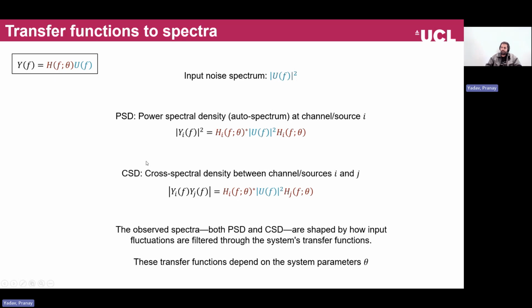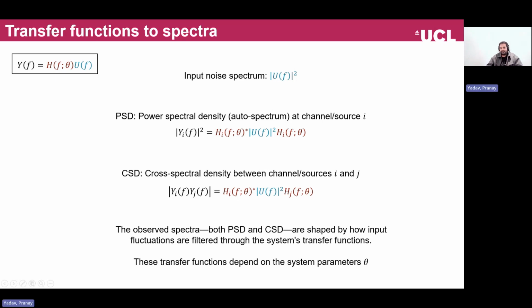The observed spectra, both PSD and CSD, are shaped by how the input fluctuations are filtered through the system's transfer functions. The input is usually specified as Gaussian or colored noise, which follows a 1 over f power law. And another way to see this sort of processing is that the linearized neural mass model acts as a filter and hence shapes this input noise spectrum into an output through the transfer function. And the transfer function depends on the system's parameters theta only.